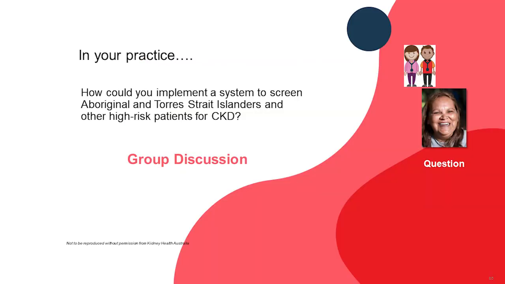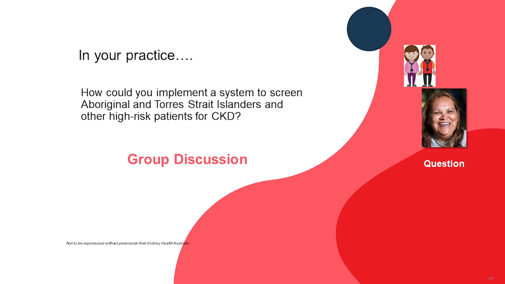So this is again a general question to people in general practice. How would you implement a system to screen Aboriginal and Torres Strait Islanders and other high-risk patients for CKD? Trying to do it at the moment. See what your data look like. And then identify those risks and do a recall. But how do you do that on a mass scale for people in the practice?